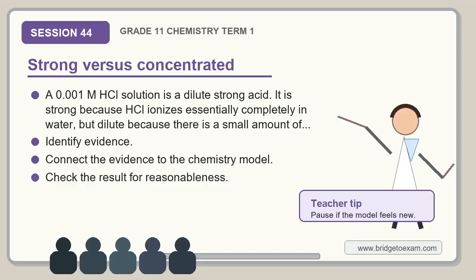A 0.001 M HCl solution is a dilute strong acid. It is strong because HCl ionizes essentially completely in water, but dilute because there is a small amount of solute per liter. A 6 M acetic acid solution is concentrated but weak because acetic acid only partially ionizes. Notice how the answer comes from evidence and reasoning, not from guessing.